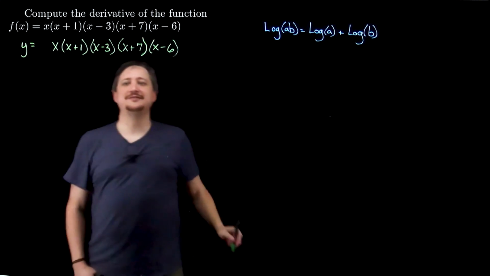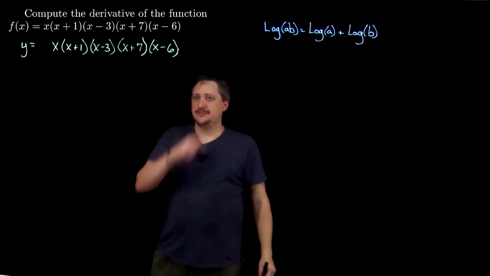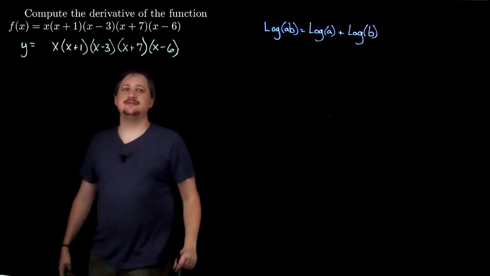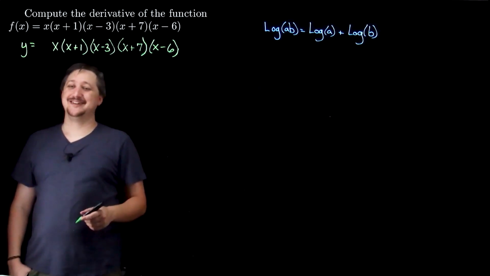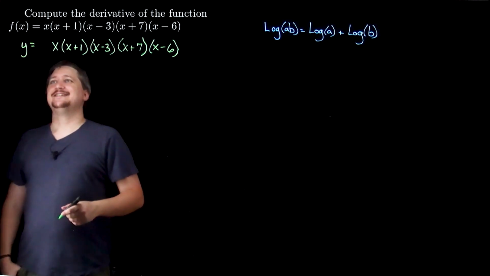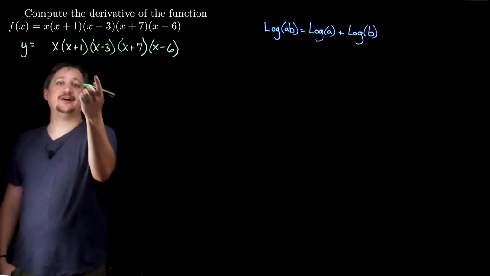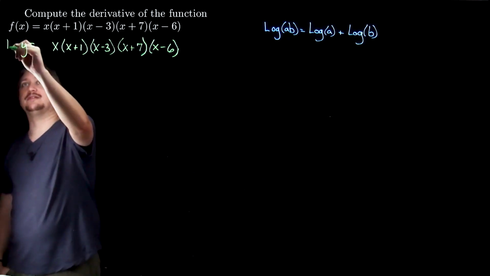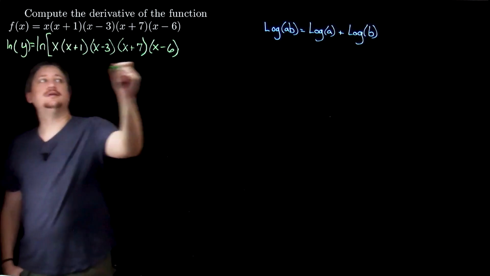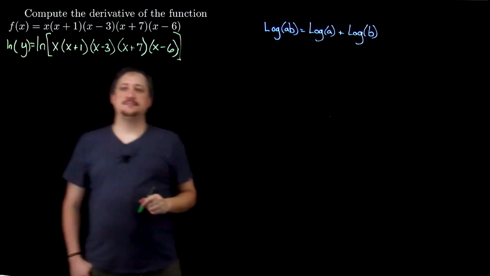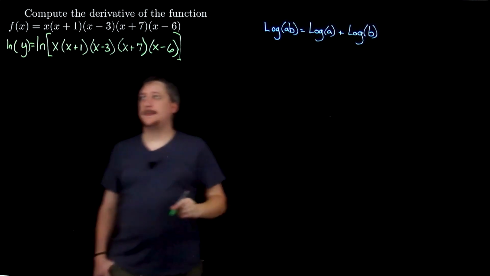Seems like my marker is drying up a little here. There we go. Now if you notice, I left some room, not so subtly on purpose. What I'm going to do is introduce a log by taking a log of both sides. I'm going to take the log of that side and the log of that side. And then I'm going to use my log rules to split this up.